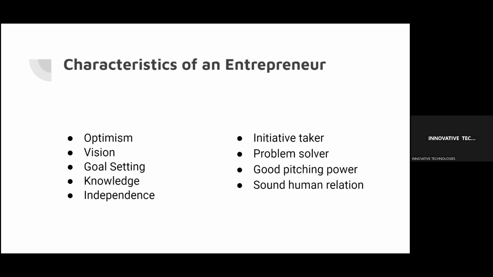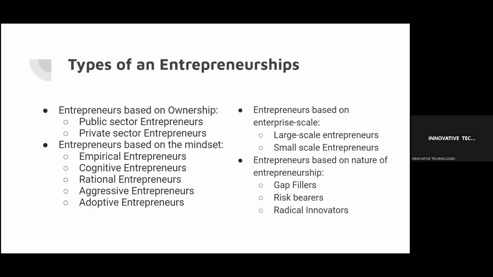So let me discuss what the different types of entrepreneurs are. Basically, there are many types, but we mostly know entrepreneurs based on ownership. So we know public sector entrepreneurs and private sector entrepreneurs. For example, all the PSUs like DRDO, they all come under public sector entrepreneurs. We, as a company, are a private sector entrepreneur. So these are the types of entrepreneurships.